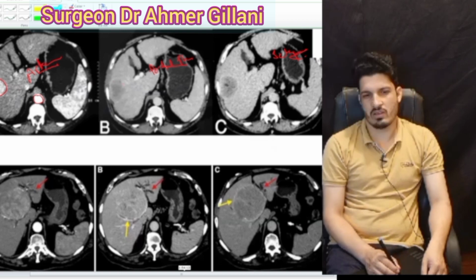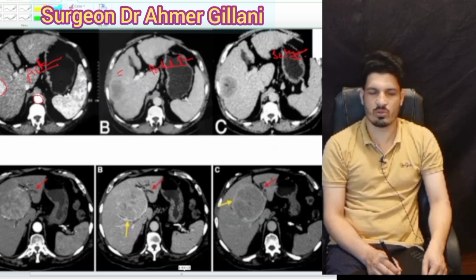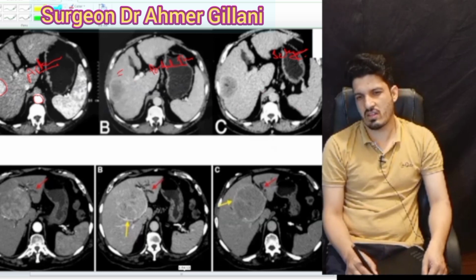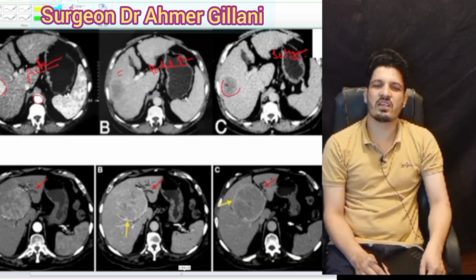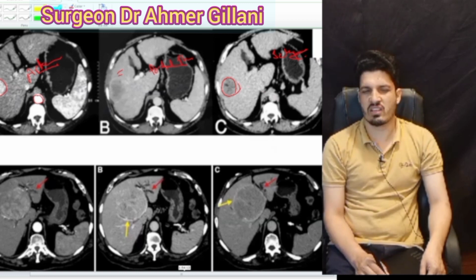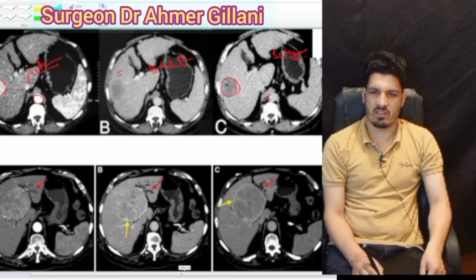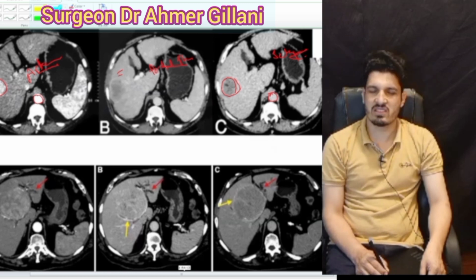In the portal phase you are seeing that liver and the lesion both are of same density, so they are almost isodense. And in the last, or you can say the delayed phase, you can see that the lesion has become hypodense, and there is a contrast washout, and there is no contrast in the aorta. So the contrast has exited from this, and this is known as the contrast washout, and this is typical of the hepatocellular carcinoma.